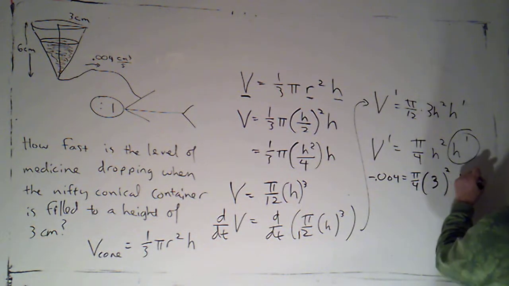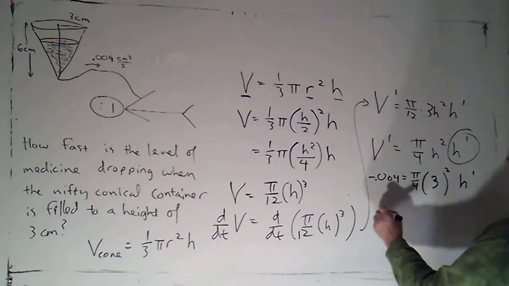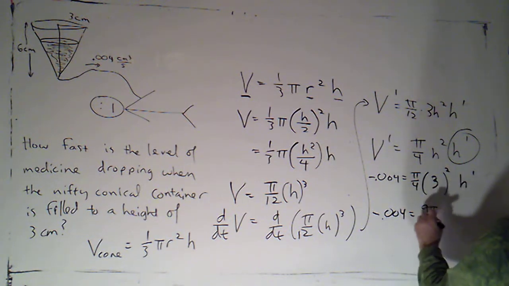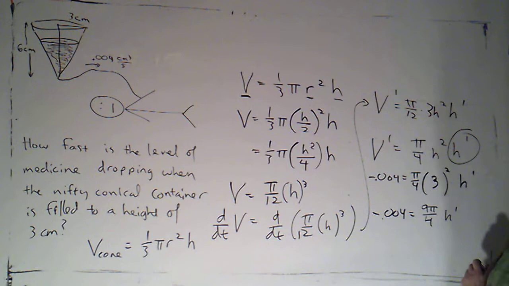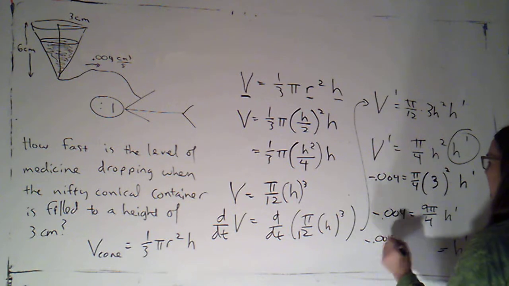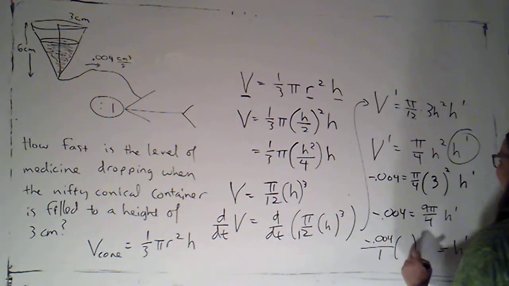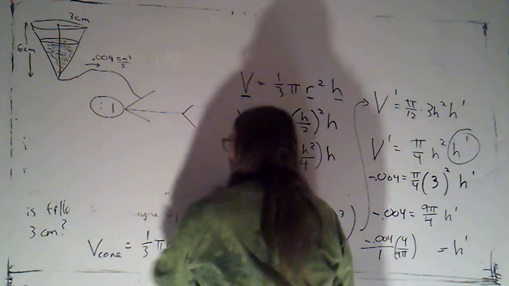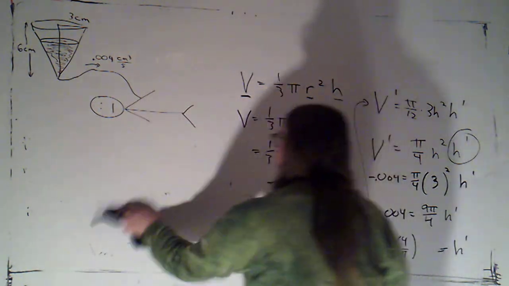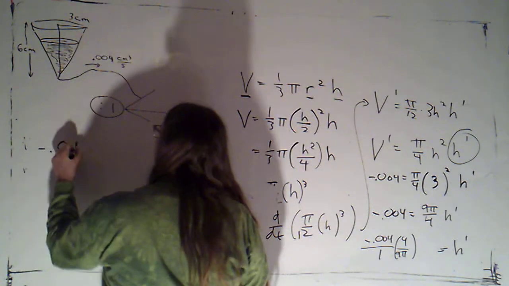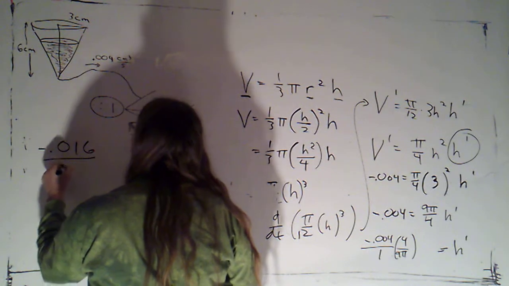So that's the height at the moment in time we care about. We've got to square that. And then times h prime. So negative 0.004 equals 9 pi over 4 h prime. H prime will equal negative 0.004 over 1 times 4 over 9 pi. So we want to simplify that and then answer the question in words. All right, that's going to be negative 0.016 over 9 pi.